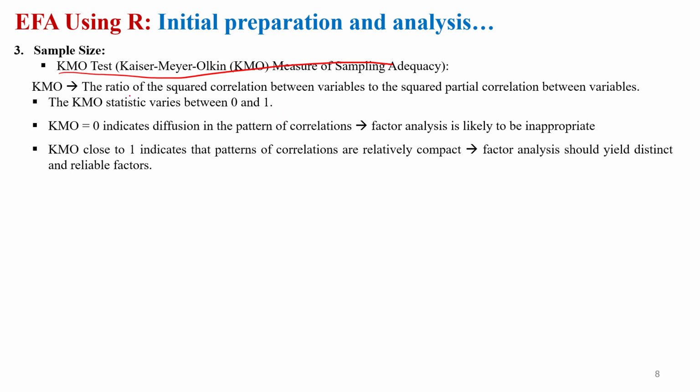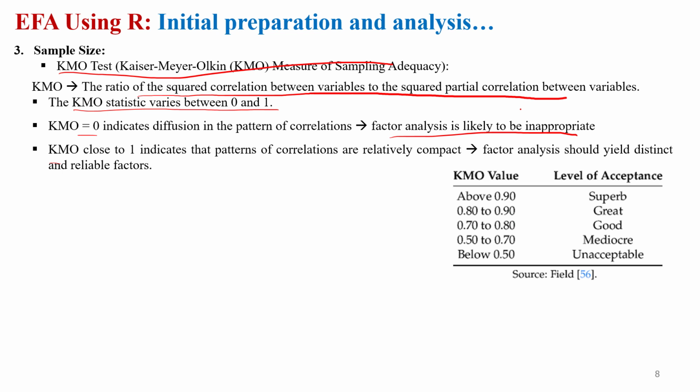That is basically the ratio of squared correlation between variables and squared partial correlation coefficient between variables. The KMO statistic always lies between 0 and 1. A value near 0, or exactly equal to 0, means factor analysis is not appropriate, or you can say the sample size is not enough. Whereas when the KMO is near 1, factor analysis is more appropriate.